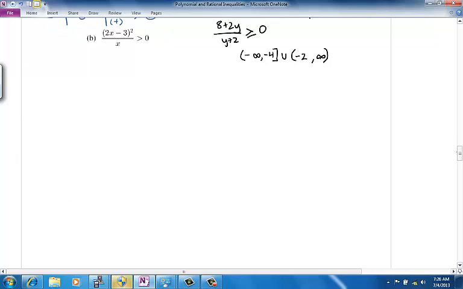Okay, then looking at example B here, again, we'll look at both an algebraic and a graphical solution. This time the inequality is already in the form we want, where we have a single rational expression on the left side and a 0 on the other side. So we'll skip right to the related equation.